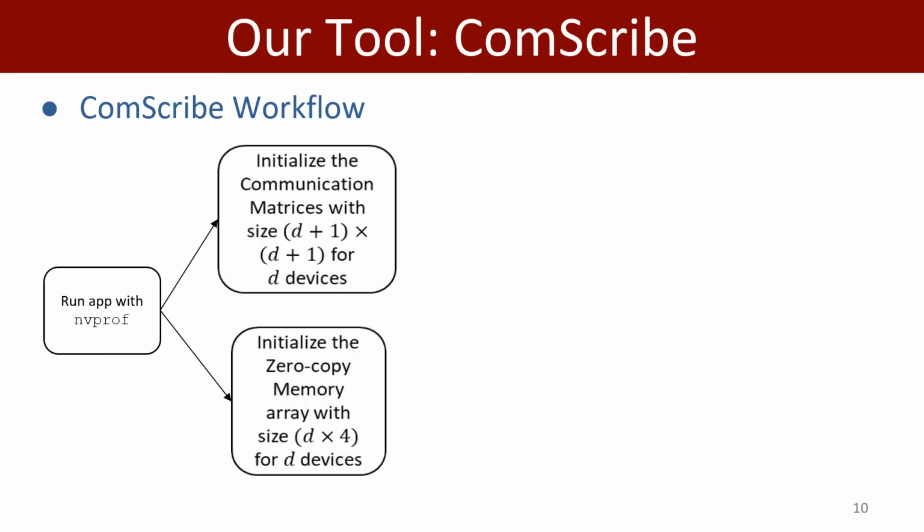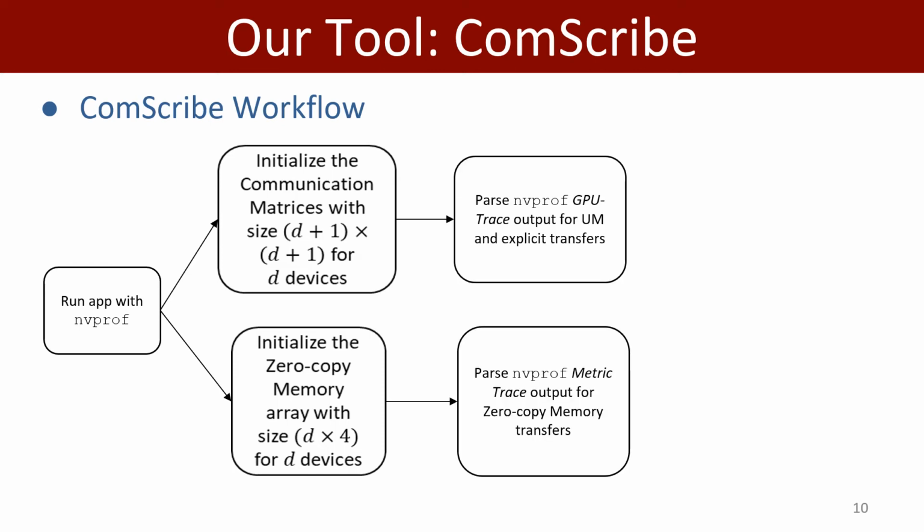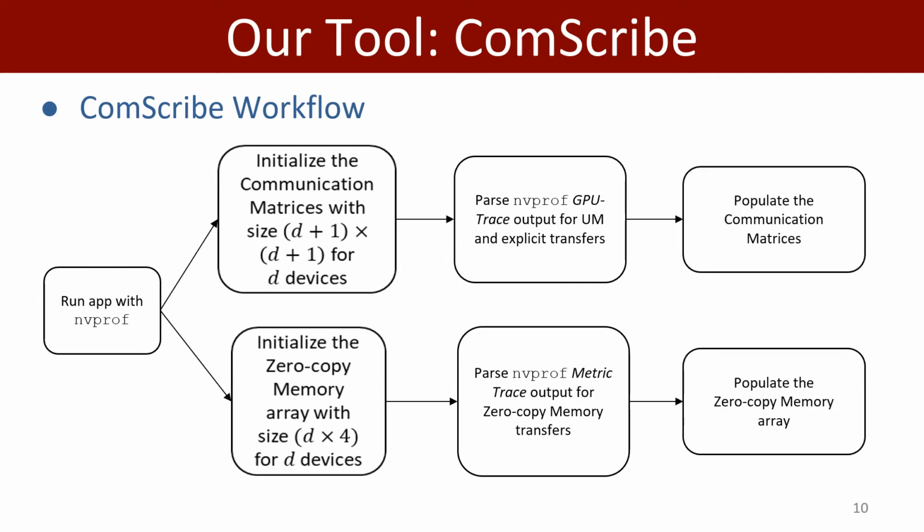The workflow of ComScribe is as follows. Our tool runs the application code with two of NVProf's profiling modes, the GPU trace and matrix trace modes. After the execution, according to the number of devices in the node, the data structures are initialized. Then, the profiling outputs are parsed only for memory copies by our tool for all types of communications, and the respective data structures are updated with the accumulated data transfers extracted by ComScribe. Lastly, it generates communication matrices for unified memory and explicit transfers, and a bar chart for zero-copy memory transfers.